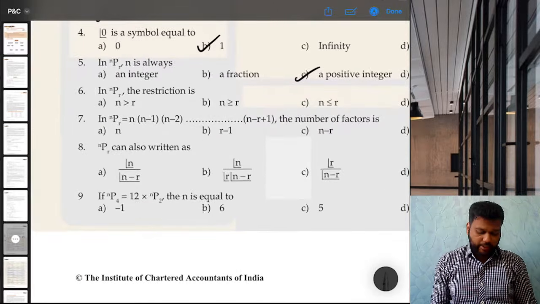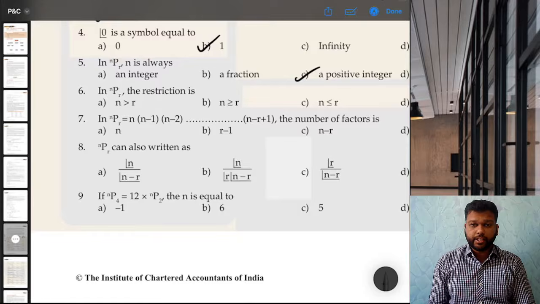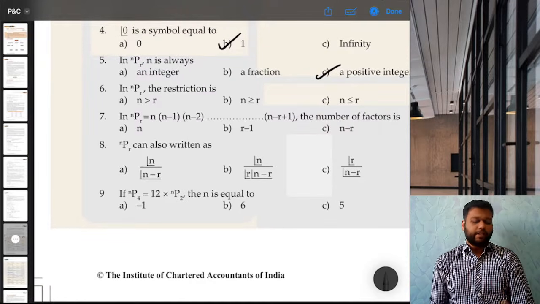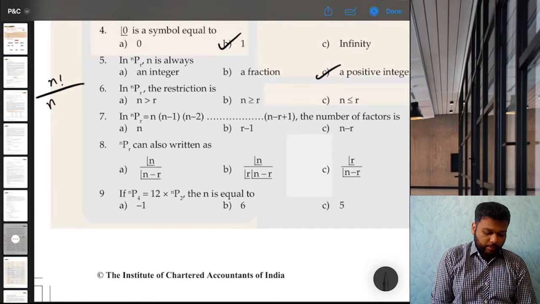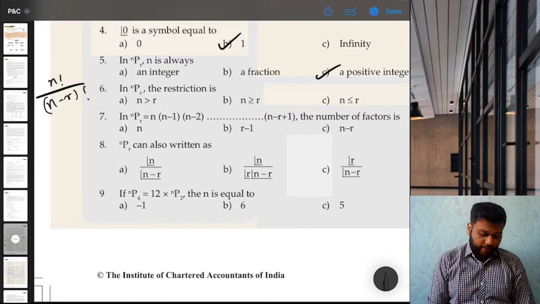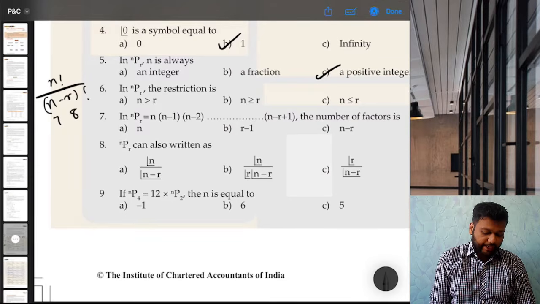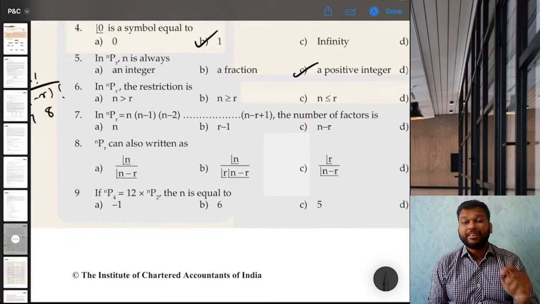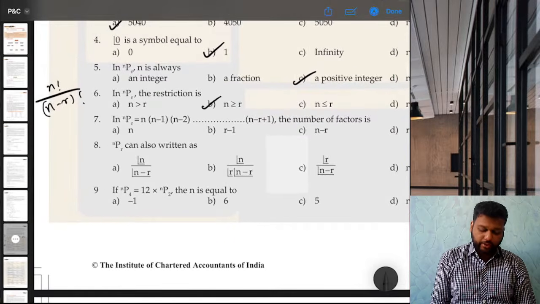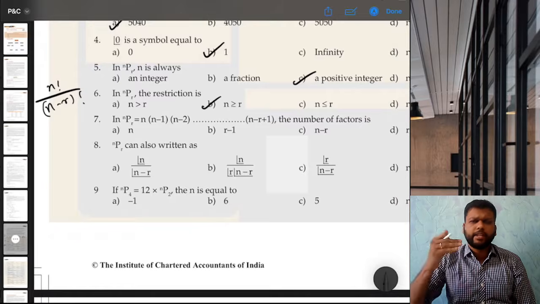Okay? Sixth, in nPr the restriction is, now you have to arrange n things at r places, and the formula is n factorial upon n minus r factorial. Now understand, if it is n minus r factorial, you cannot have n as 7 and r as 8, right? Because it will be minus 1 then. That means r has to be less than or equal to n, or n has to be greater than or equal to r. N things at r places.